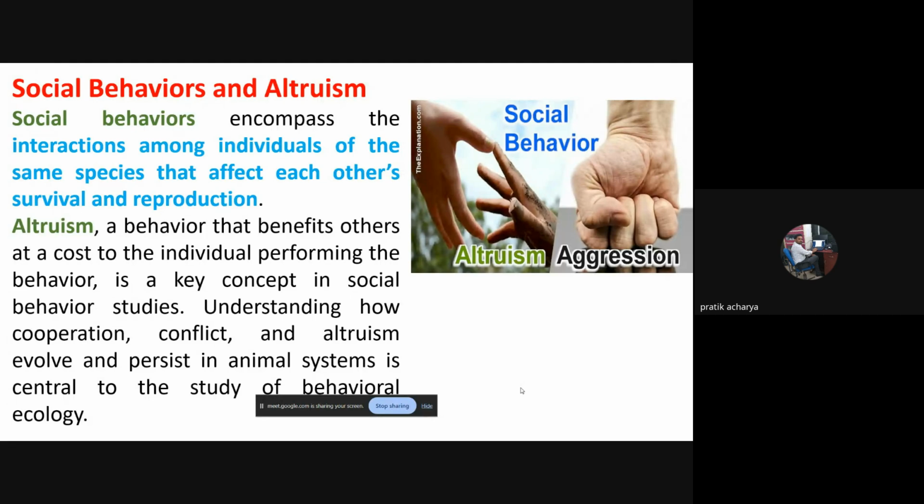And what is altruism? In brief, altruism is a behavior that benefits others at a cost to the individual performing the behavior, and it is a key concept in social behavior studies. That means how cooperative an organism is with other social organisms of its same kind or of a different kind. That is altruism. We'll study the details in a later part. First we'll move to the next slide.